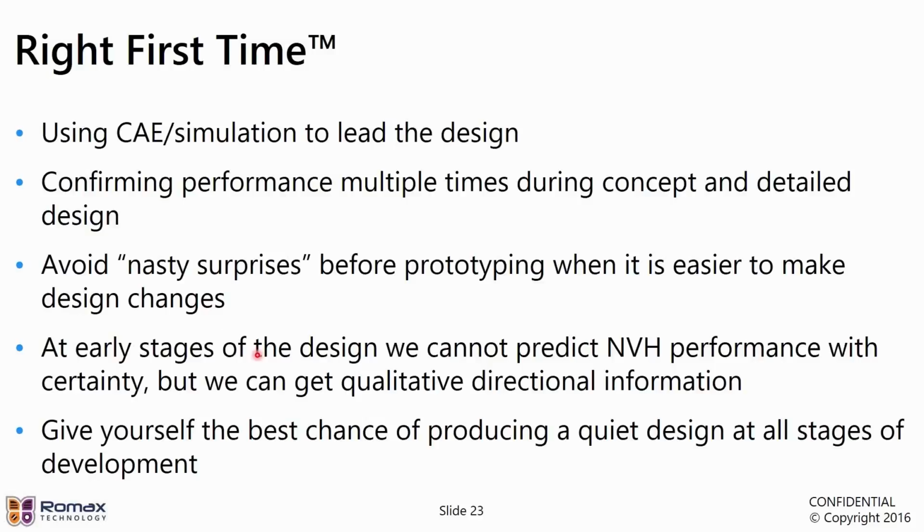Of course, in the early stages of the design, we're not going to be getting brilliant correlations like I showed you a couple of slides ago. We don't have enough information early on to be able to do that, but there are guidelines and tools and methods that we can use to understand the NVH early on, even if it's just comparing one design with another and giving us design direction information, qualitative directional information. As I say, the aim is to give ourselves, at each stage of the process, the best chance of producing a quiet design.